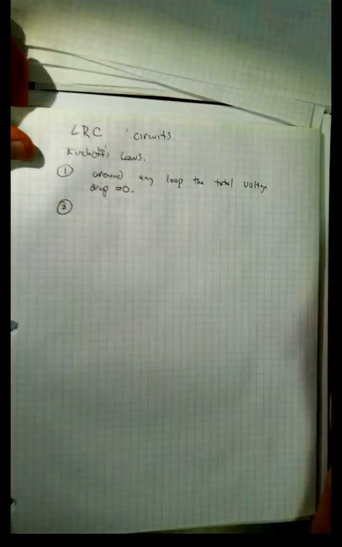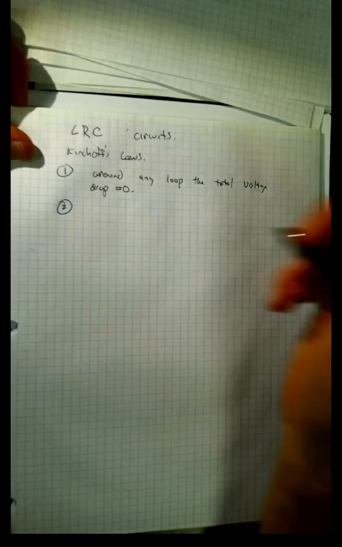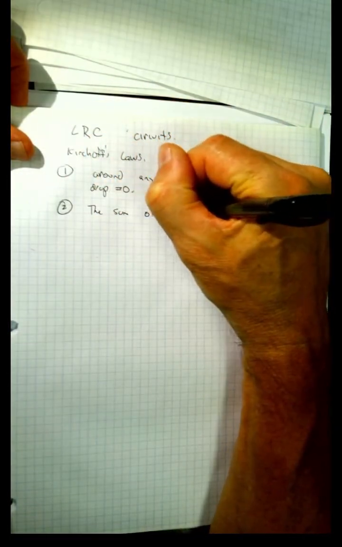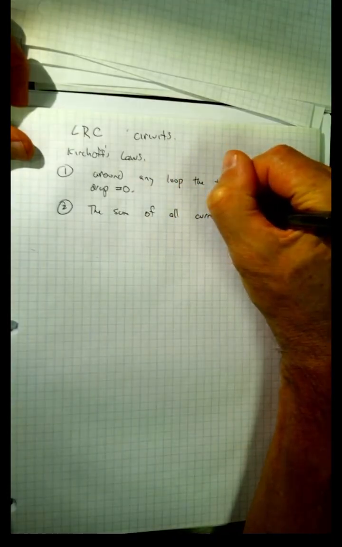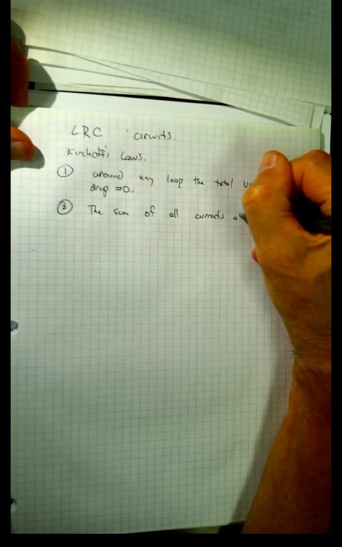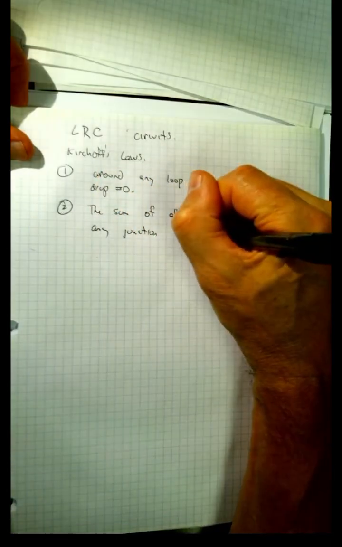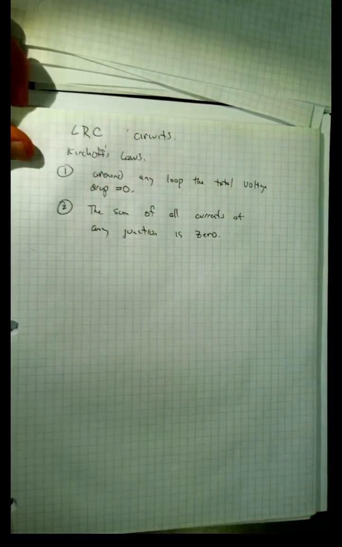And the other, you can think of this as kind of like conservation of mass. This is conservation of charge. And the sum of all currents at any junction is 0. This is basically saying all the current that goes in is equal to all the current that comes out.